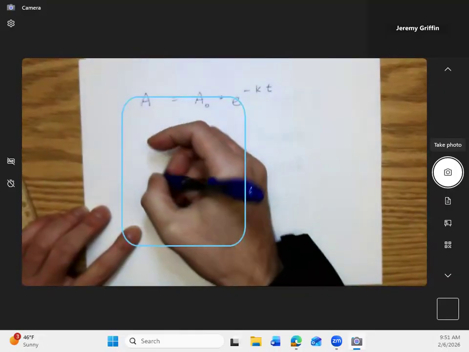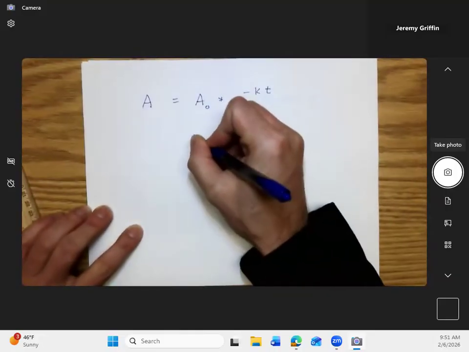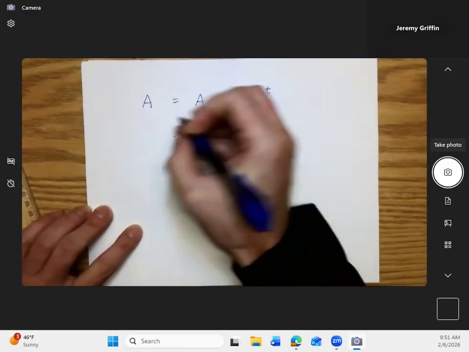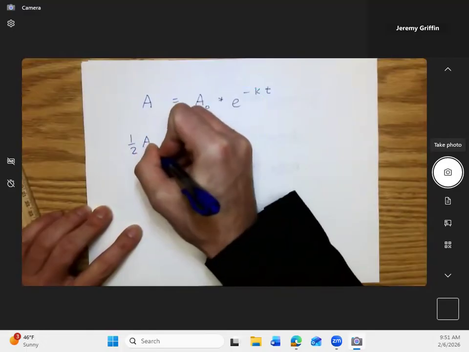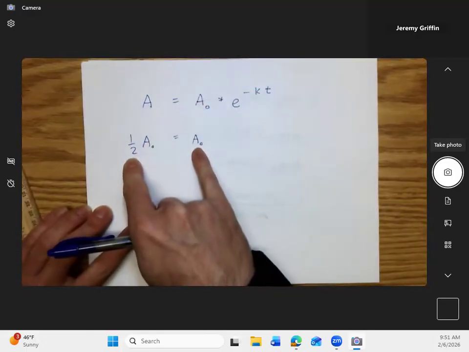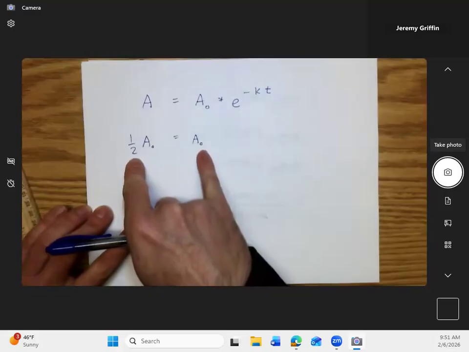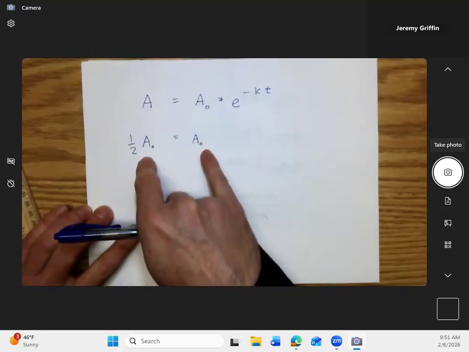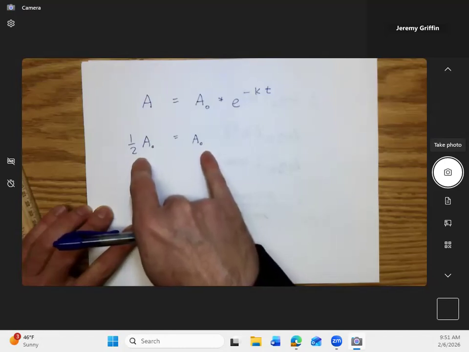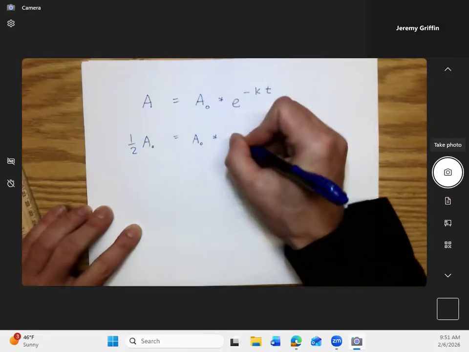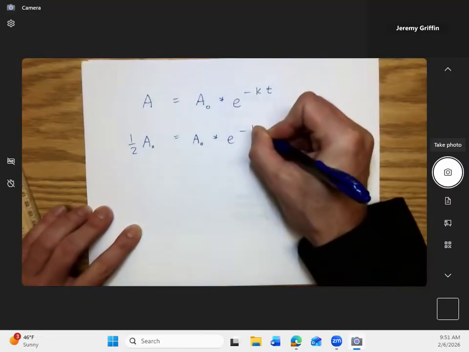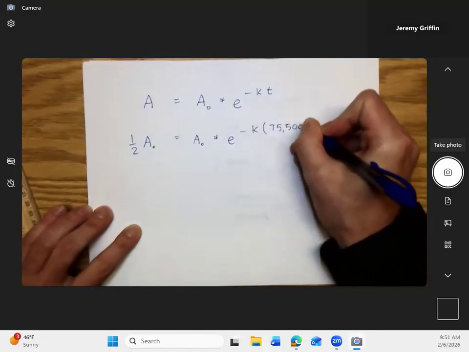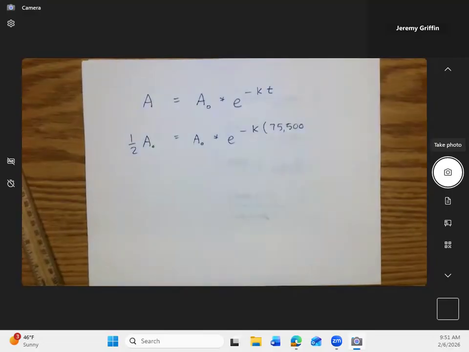So I'm going to say however much you start with, A naught, whatever this A naught is, like 1 gram or 100 grams or whatever, it's going to become half of that original value as long as one half-life has passed. Does that make sense? We're going from some original value to half of that value, from 100% to 50%. As long as, and I'll plug in for T, 75,000 years have passed.